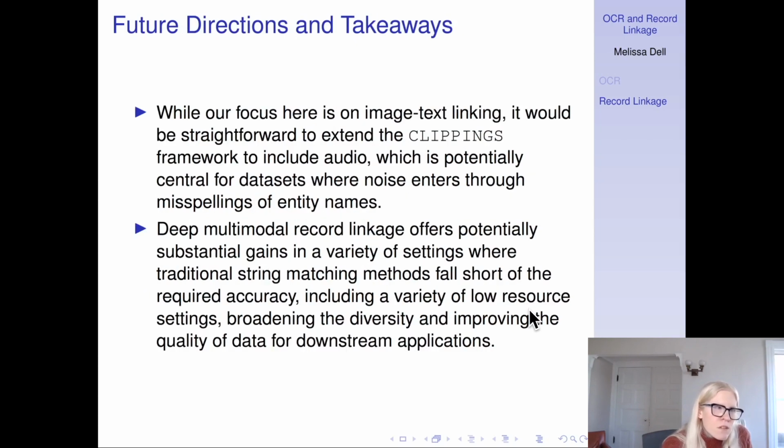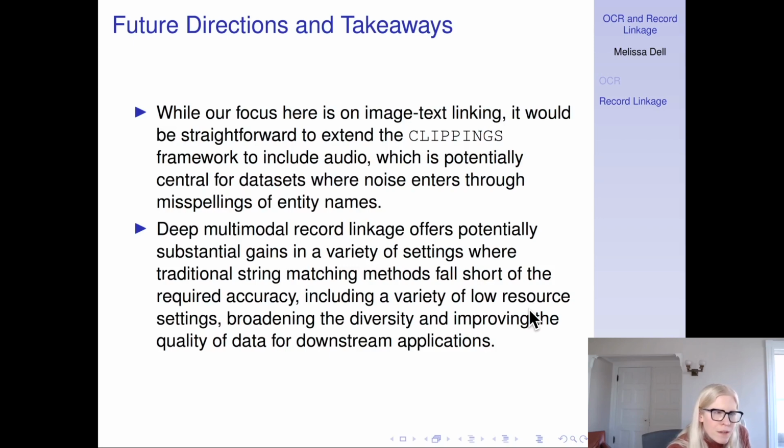All right, so future directions and takeaways. We focused on image text linking. We're interested in applying this to the case of record linkage, where rather than using the fact that you can get information from language, like firm names, we use the fact that names, like people names, are misspelled according to their sound. And so we'd like to extend it in that direction, and we are doing some initial thinking on that.